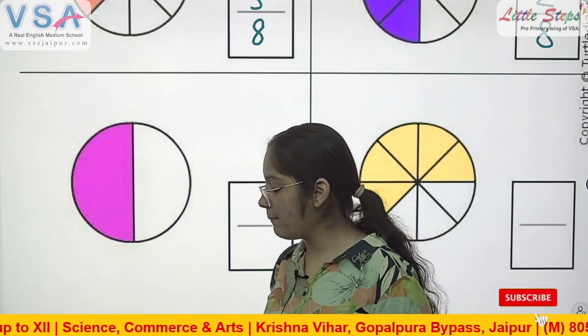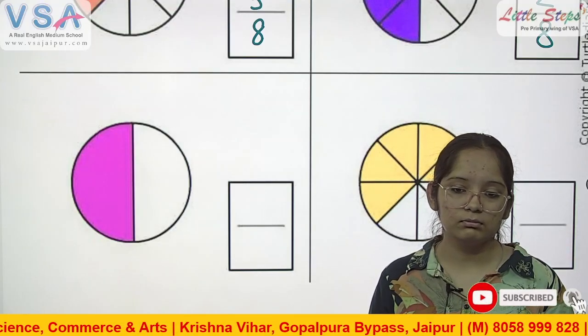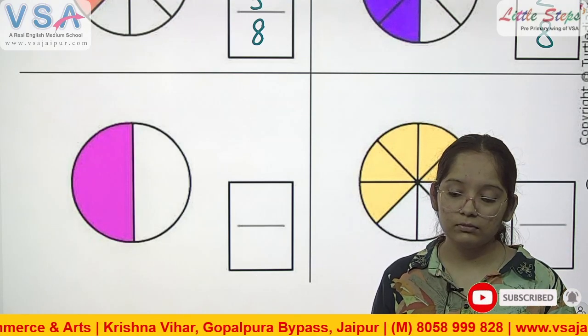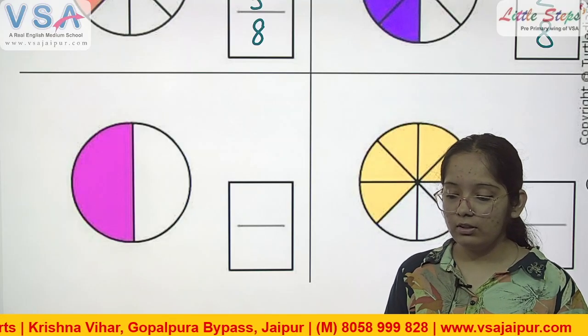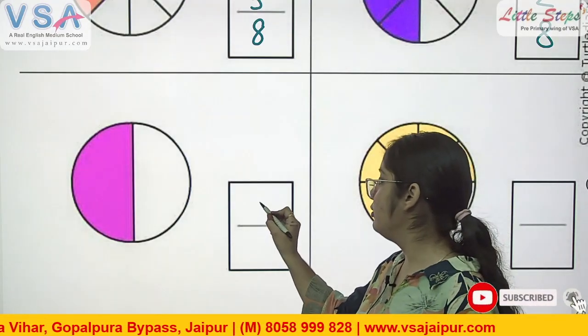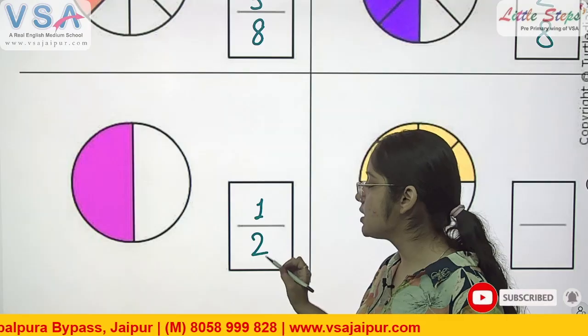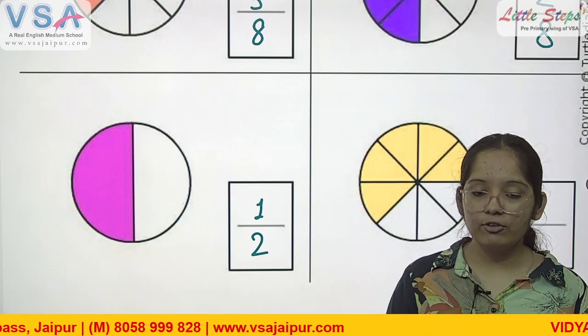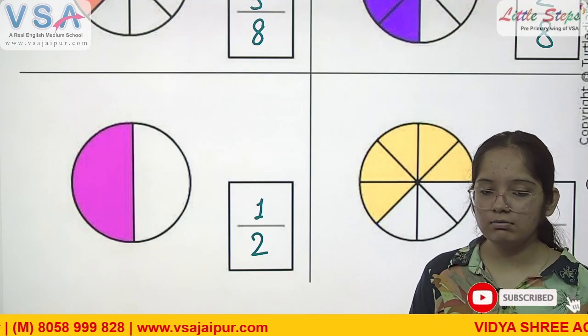Don't do, ma'am. I will not ask like that. Darshit? 1/2. Very good. 1/2 is? Half. Yes. Kushveer, tell me this one. Stand up.